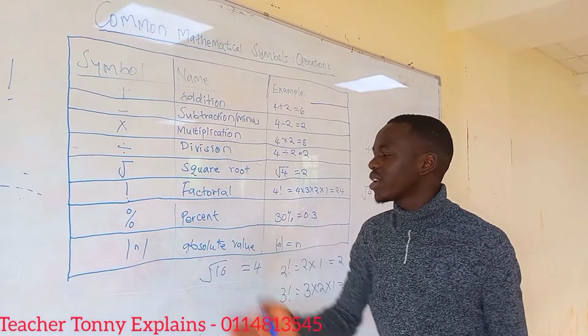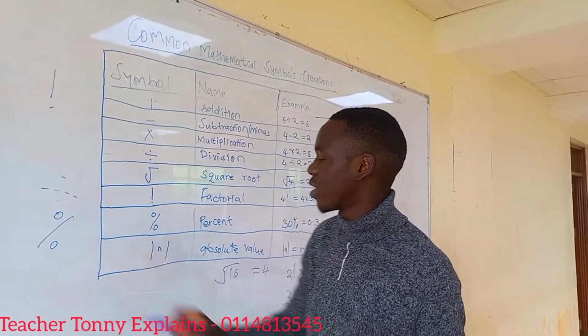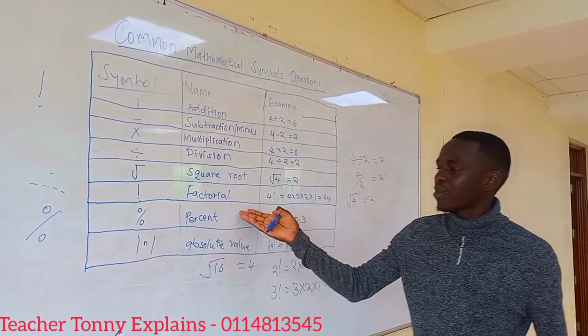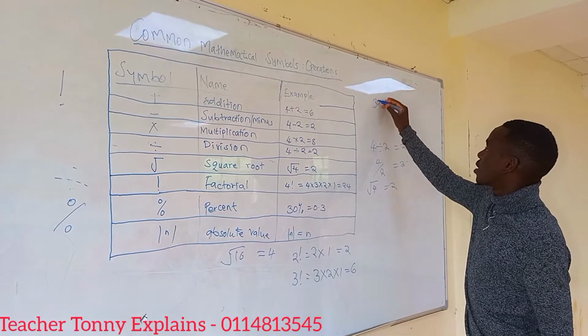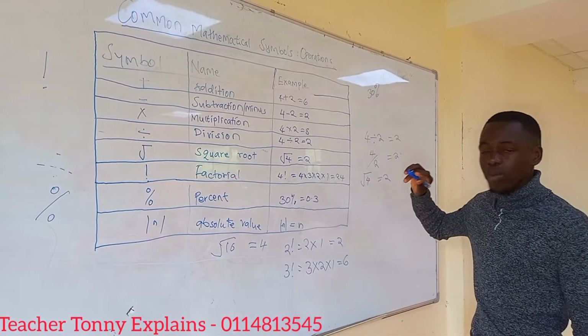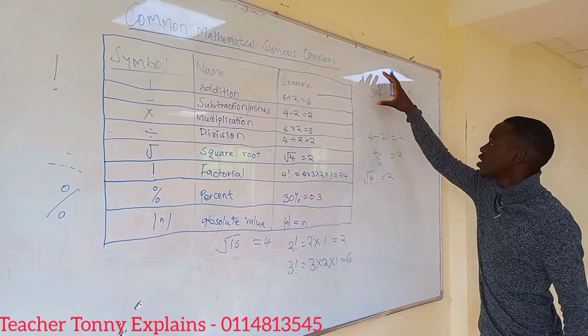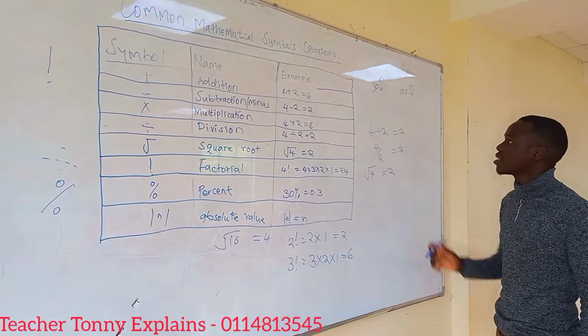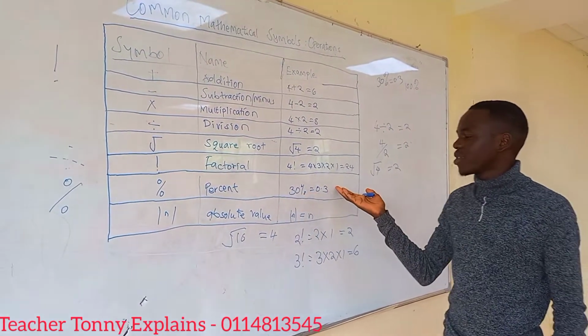The next symbol is percent, which is denoted by this symbol. Percent, that is the name of this symbol. For example, if you have 30%, and the total amount of percent sums up to 100%, so that 30% of 100% is the same as 0.3. Looking at the example that I've given you here.